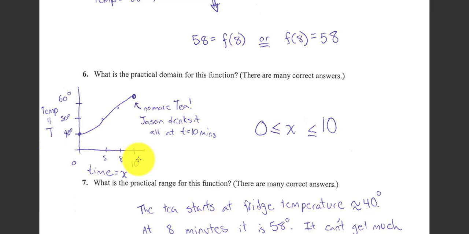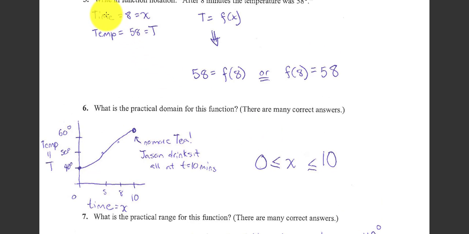You just shouldn't write negative 10 to 10. That wouldn't make any sense, right? You're not going to be on the phone for negative 10 minutes. Or 0 to 100, right? It was a 10-minute conversation. Probably not going to take you 100 minutes to consume the tea. All right, so I think 0 to 10 would be appropriate. And notice we used X because X represented time.